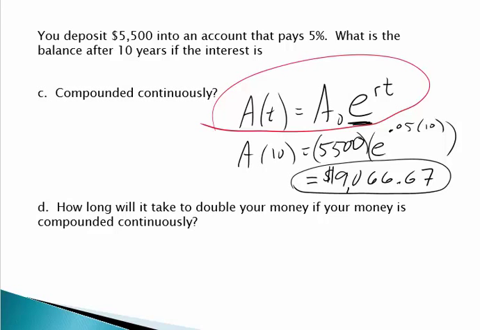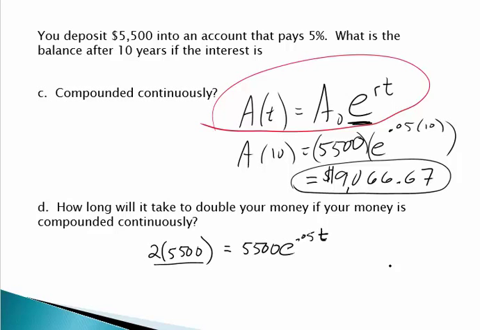So double 5,500, well, we could just multiply that, but it'd be 2 times 5,500 equals, and then over here I have my function. So let's translate that. I want to know how long it'll take for it to be double. Right here is the double amount, right? And t is the unknown. That's what I'm trying to solve for. So what we've done is set up an equation.